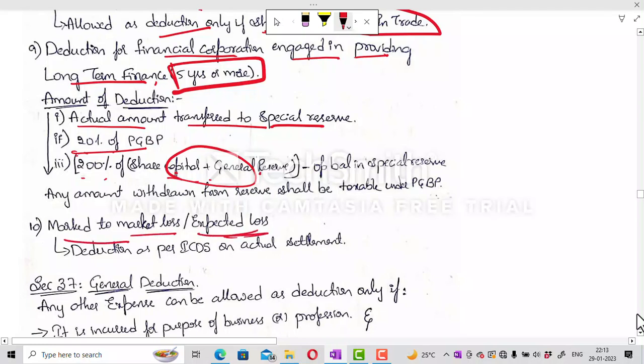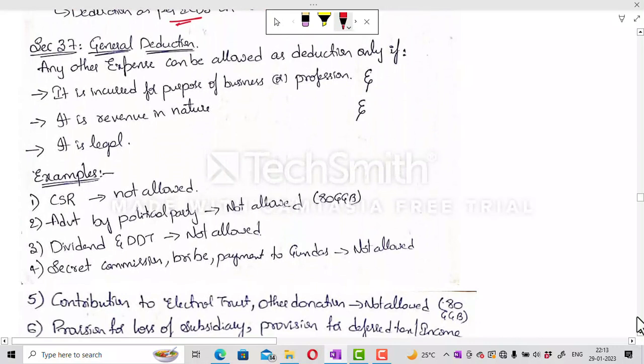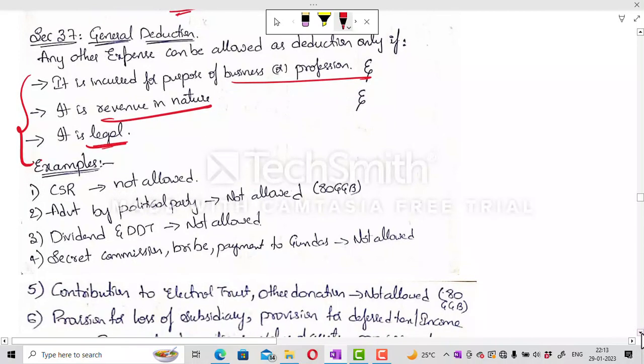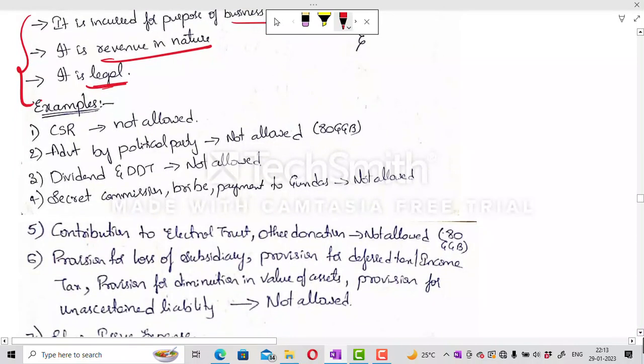Mark to market loss or expected loss. In ICDS we have studied that we can take a deduction of any actual expenditure made. And we have some general deductions here. We can take deduction of any expenditure only if it satisfies these 3 conditions. It should be revenue in nature, it should be for business or profession, and it is legal. It should not be for any illegal activities like giving a bribe. I need to take deduction? It is not possible.